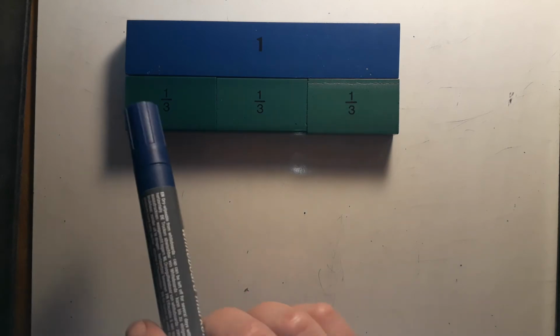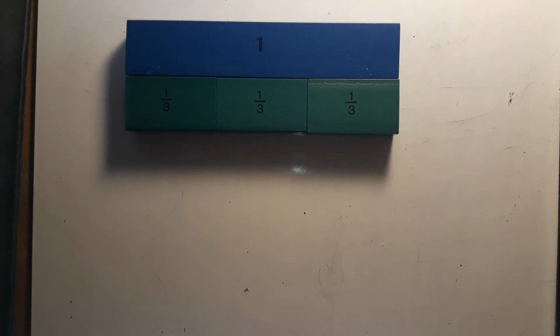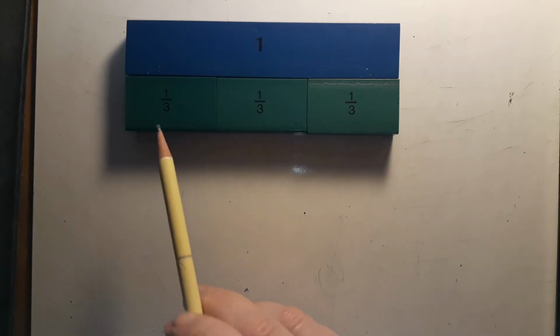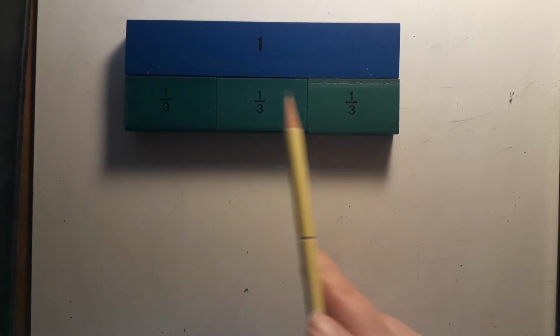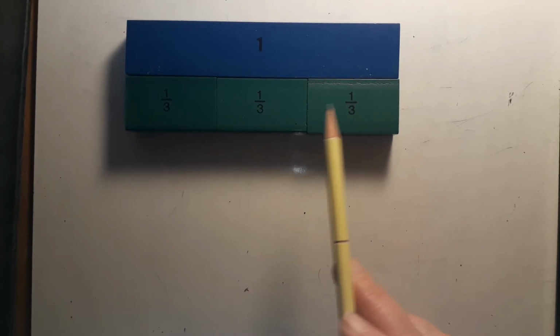So with my bar model, you can see that you've got 1 whole, which is the same as 1/3, 2/3, 3/3. Okay.